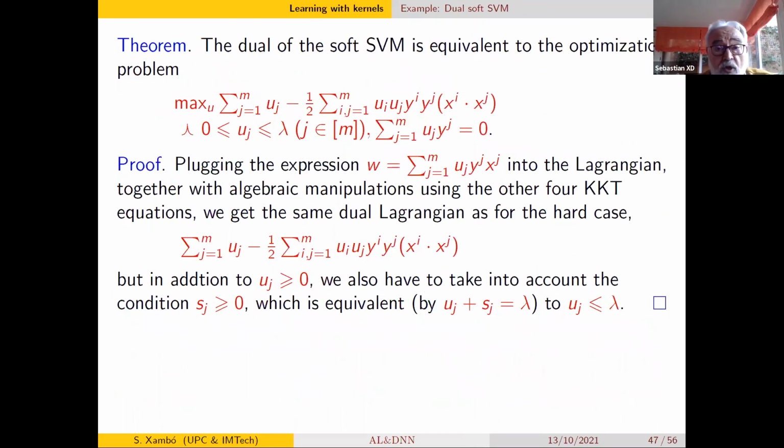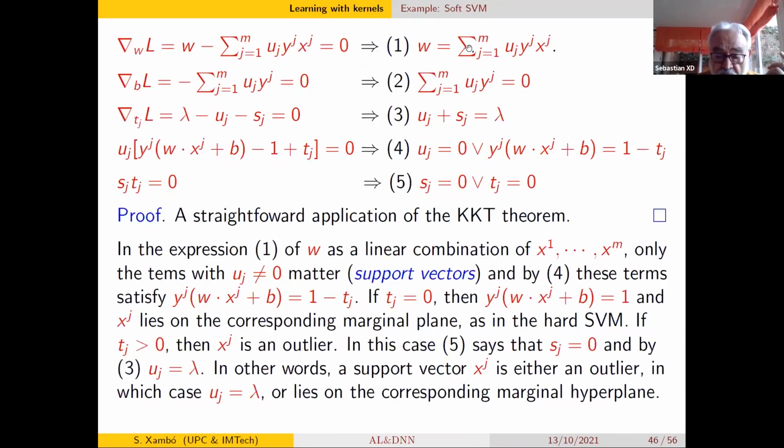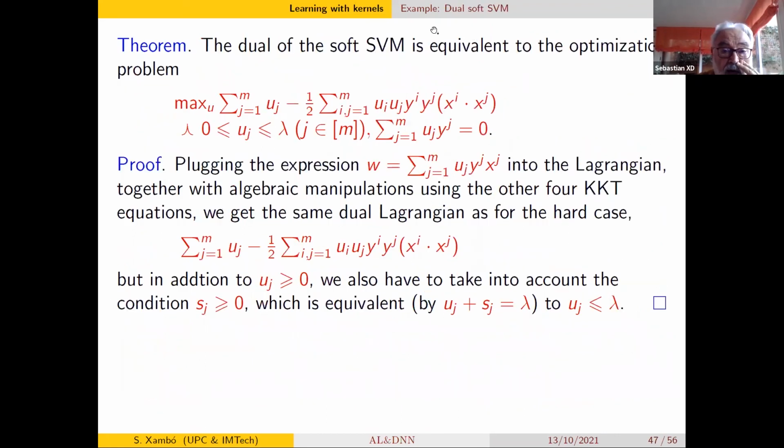A final note is that the dual of the soft support vector machine is equivalent to the optimization of this problem. It's just substituting, plugging this expression into the Lagrangian, and you get that the dual of the soft support vector machine is equivalent to the optimization problem, this one: maximizing with respect to u all this expression, subject to uj greater or equal than 0, and less than or equal to lambda. So there are two conditions here. And finally, the linear condition.